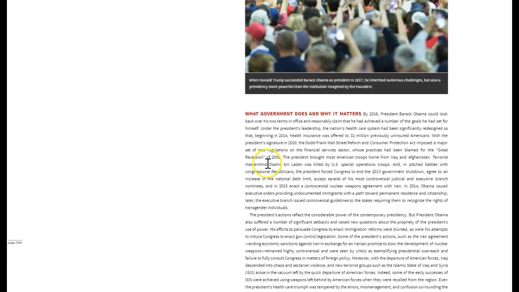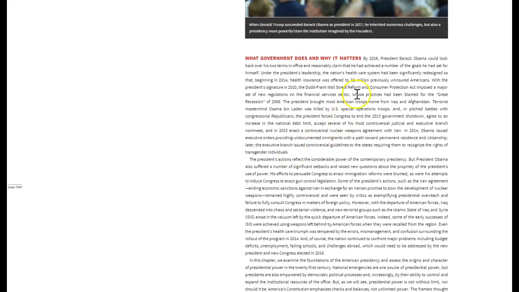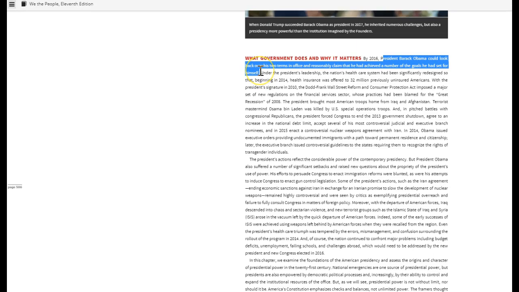It's too powerful. And look at this. Barack Obama could look back over his two terms in office and reasonably claim that he achieved a number of the goals he had set for himself.